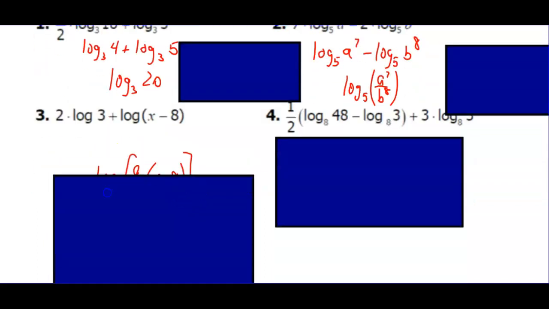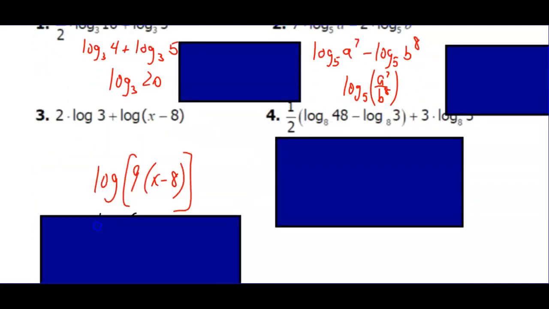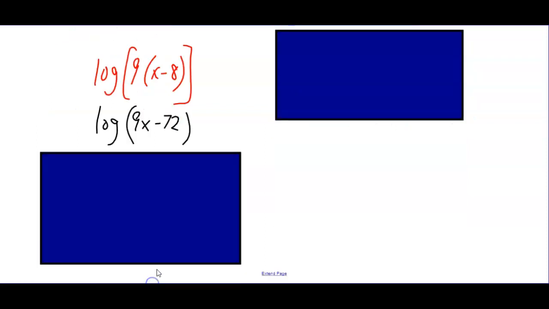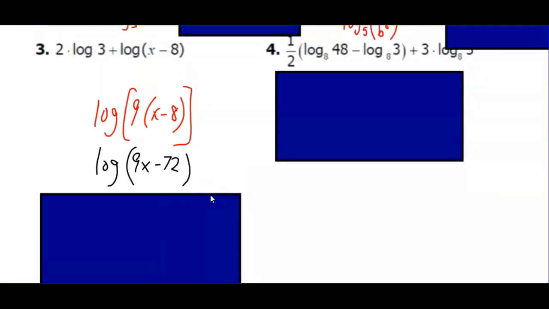And number 3, again, we want to use the exponent rule. And the exponent rule is going to give us 9. So if I do 9 times x minus 8, you could rewrite it if you want to. 9x minus 72 would be another way to write that. But the exponent happens first, and then the combination with the multiplication there.